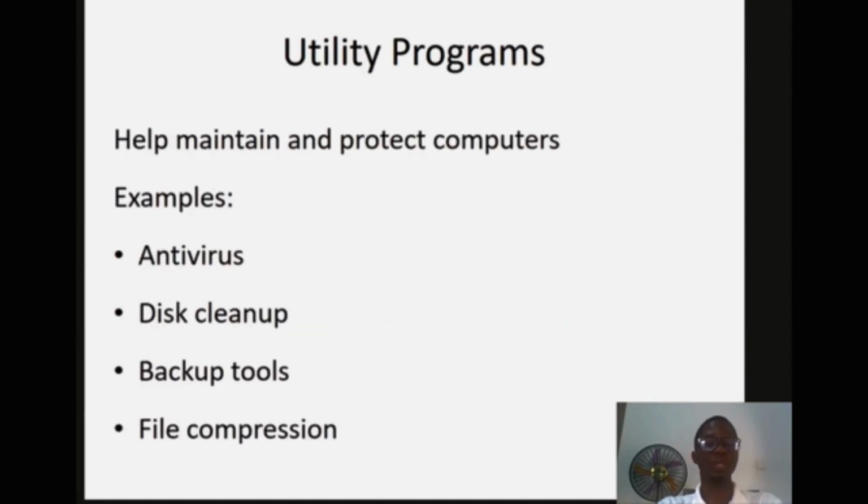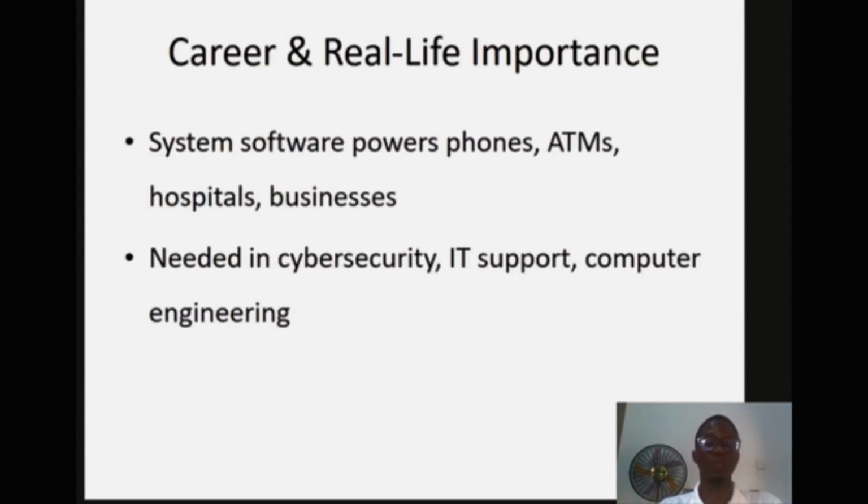Then we have the last one, which is the utility program. Now, what are utility programs? They help maintain and protect the computer. Those are programs in your computer, like your antivirus, your disk cleanup, your backup tool, your file compression, your file manager, and the likes of them. Basically, what they do is help to maintain your system, and they also protect it. Most times, most of these things are done without your knowledge. You don't need to be involved in the task while it's running. So basically those are the types of system software.